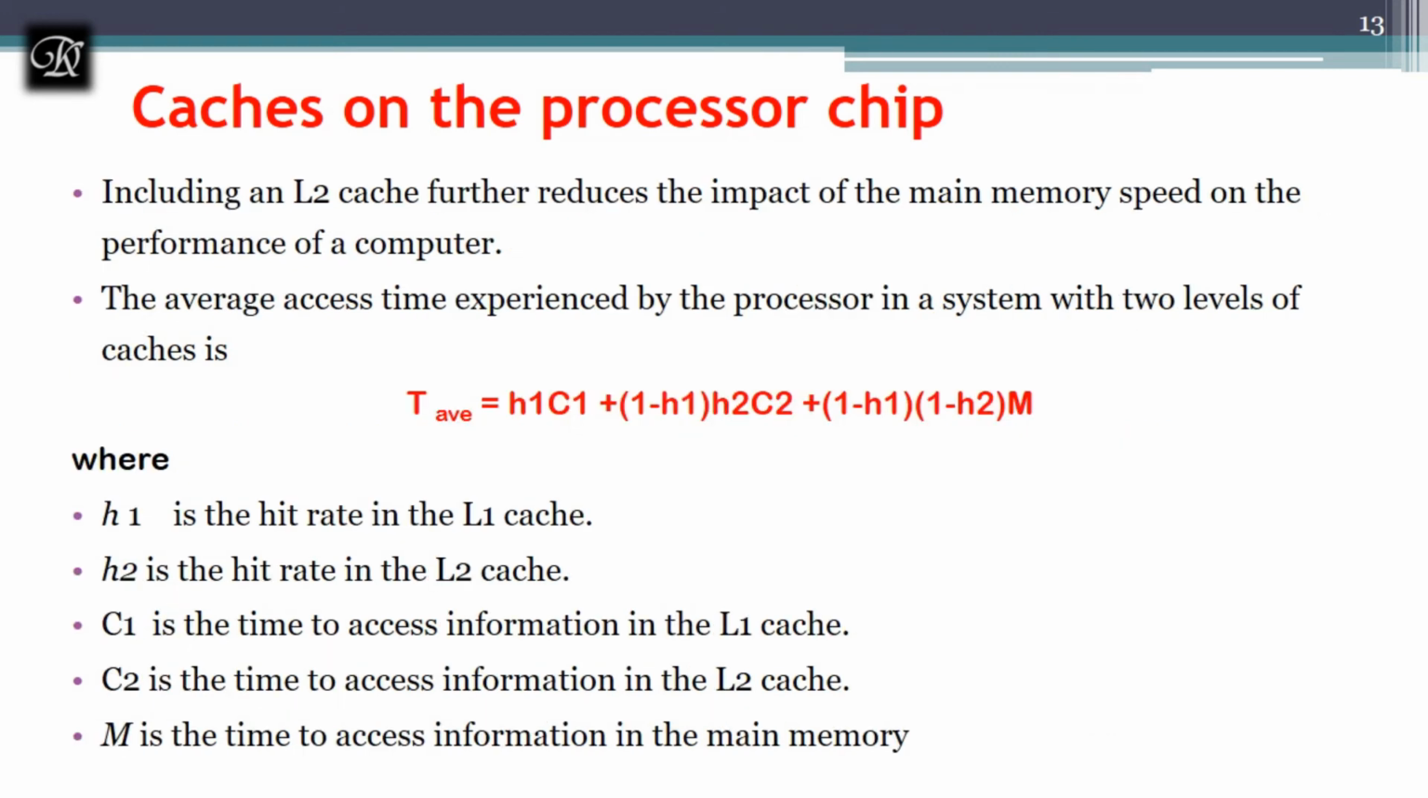The formula for a processor with two levels of cache is just an expansion of the previous one, where H1 is the hit rate on the L1 cache, H2 is the hit rate on the L2 cache, C1 is the cache 1 access time, and C2 is the cache 2 access time, and L1, L2 are the levels. M is the time to access the information from the main memory. So this is the formula given for L2 cache.